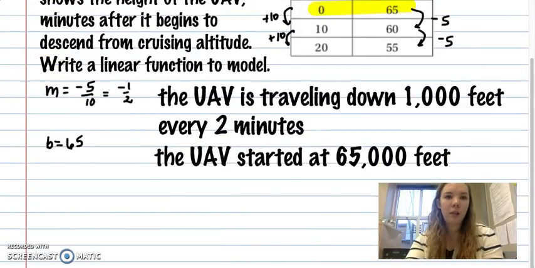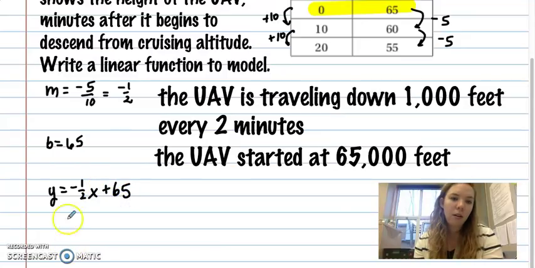Then it says write a linear function. So we are going to write y equals -1/2 x plus 65. That's our equation. All right, we're going to do one more.